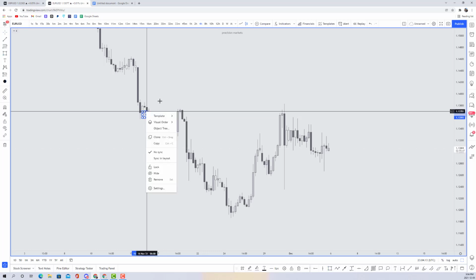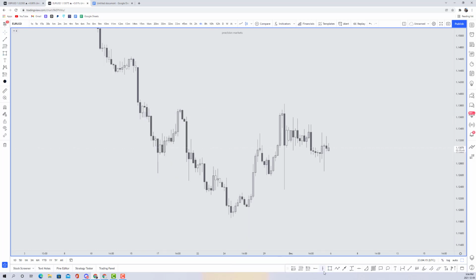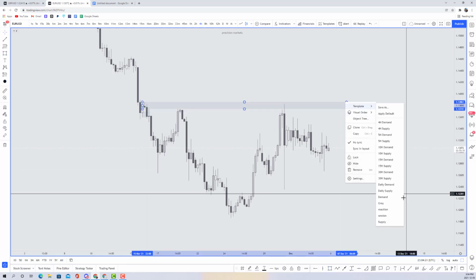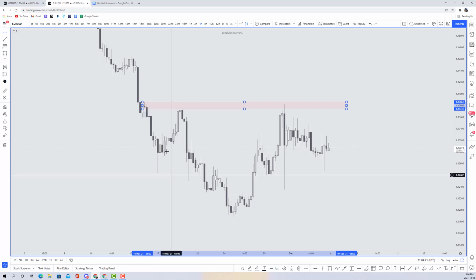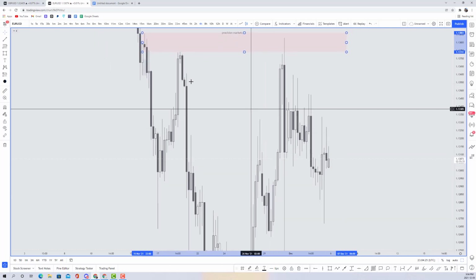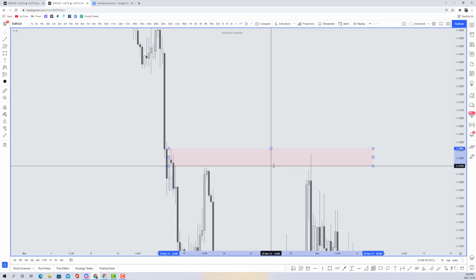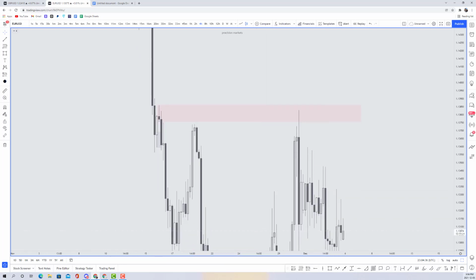So you had a last sort of demand there. This is the supply that caused the break. Now, if you notice, this 4 hour zone here, if you really dig in, it actually never properly tapped that supply. So what we have here is a sort of inducement.